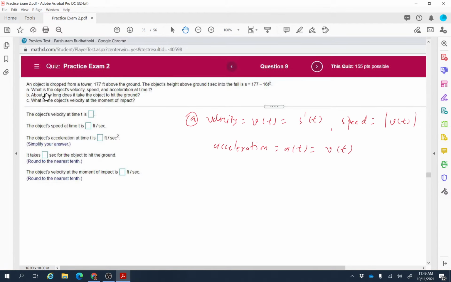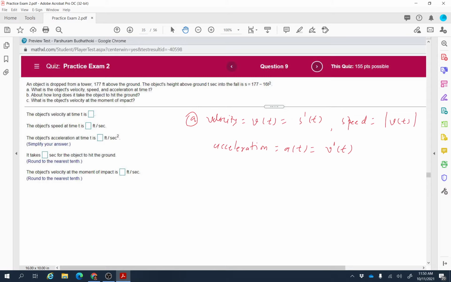The next question is very similar. An object is dropped from a tower which is 177 feet above the ground. The object's height above the ground t seconds into the fall is given by this height function, and we need to answer these three parts. The first part is to find the velocity, speed, and acceleration, and these are the formulas. Velocity means just finding the derivative of this position function, the height function. Speed means the absolute value of the velocity. Acceleration is the derivative of the velocity, or the second derivative of this position function.